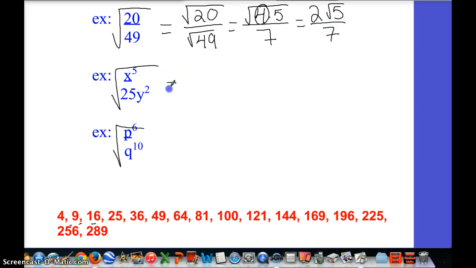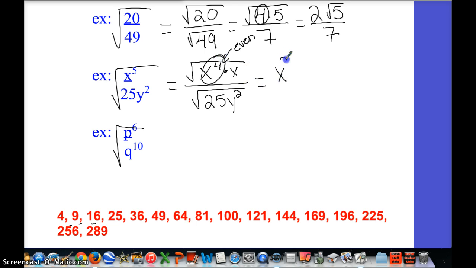Now this one here, x to the 5th, we can simplify to x to the 4th times x, because 4 is even, and it's 1 below. Divided by the square root of 25y squared. The square root of x to the 4th is x squared over 25y.